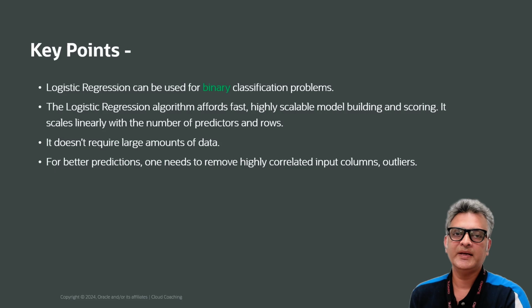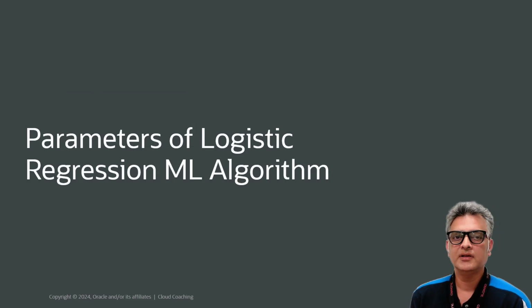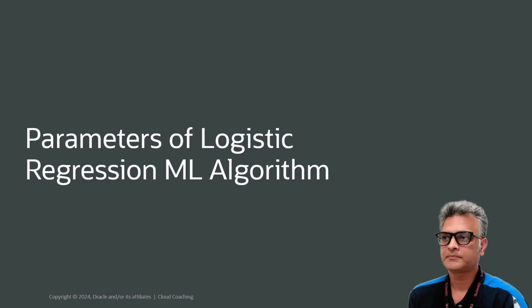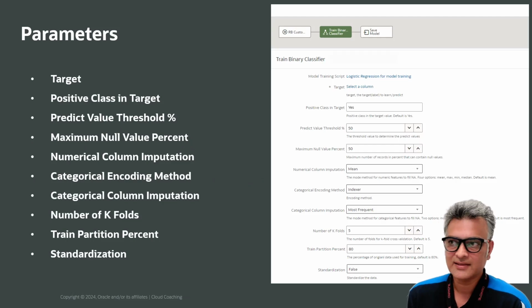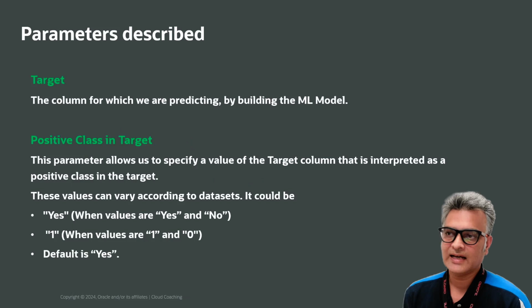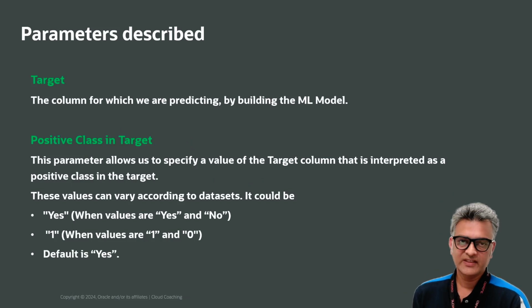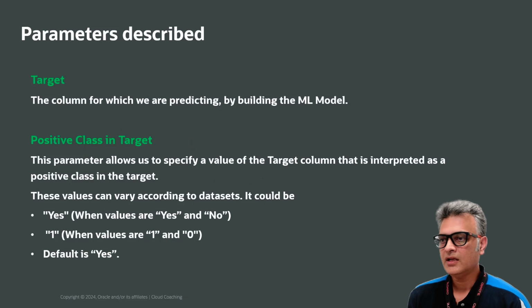Okay. With this basic understanding of logistic regression, let's understand the various parameters that are available in Oracle Analytics Cloud for this particular logistic regression algorithm. Here is a list of around 10 parameters. Let's look at each of these parameters in a little detail. The first parameter is what we call the target. This is essentially the column within the data set that we want to predict by building the machine learning model. Okay.